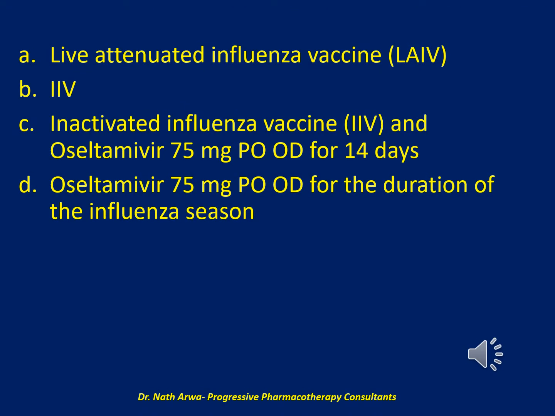Would it be A. Live attenuated influenza vaccine, abbreviated as LAIV, or B. Inactivated influenza vaccine, abbreviated as IIV, or C. Inactivated influenza vaccine, IIV, and oseltamivir 75 mg orally once daily for 14 days, or would it be D. Oseltamivir 75 mg orally once daily for the duration of the influenza season? I will give you 10 seconds to choose the correct answer to this question from the listed options.